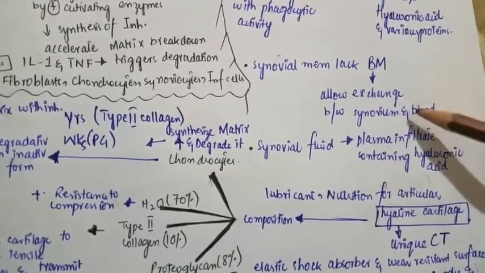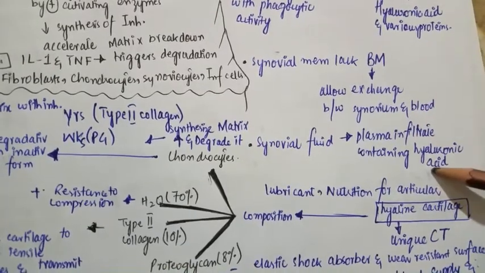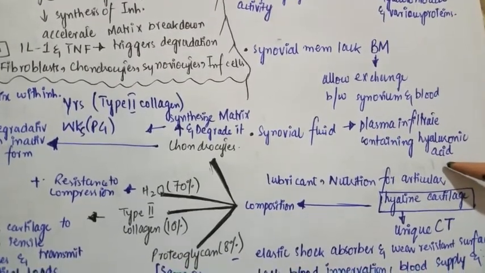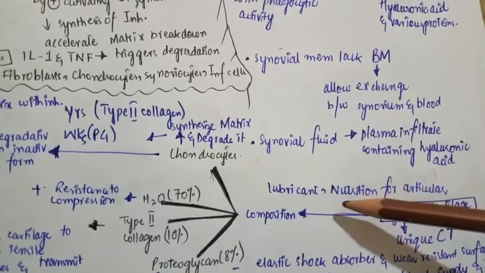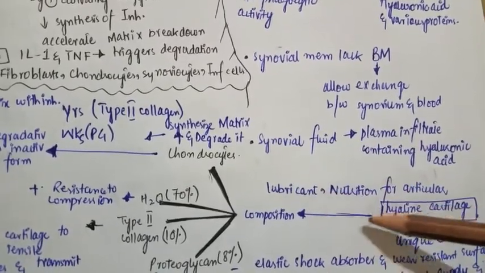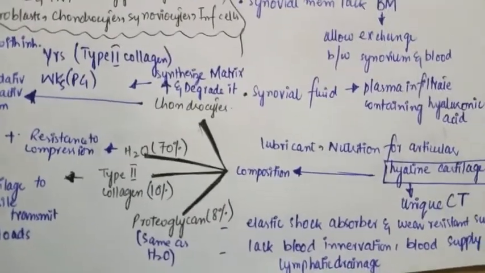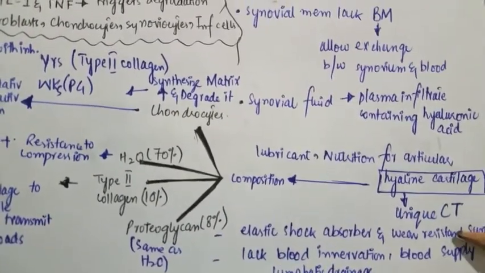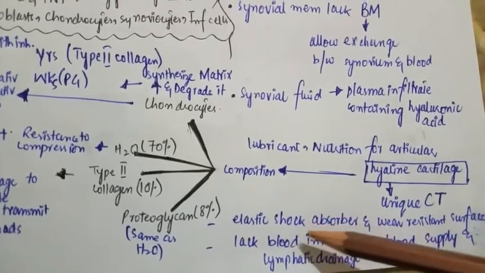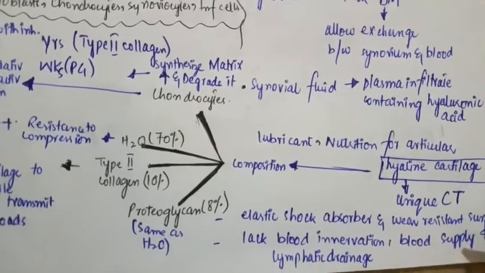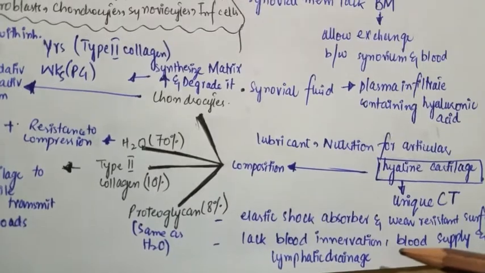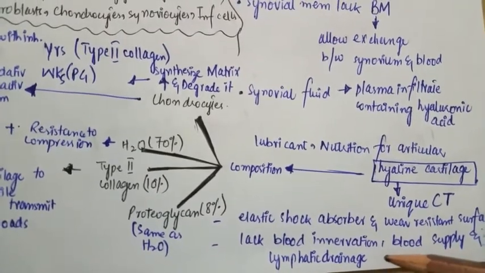The synovial fluid is present in the synovial cavity. It is rich in plasma infiltrate, which contains hyaluronic acid. The synovial fluid provides lubrication and nutrition for the articular joints. Hyaline cartilage is a unique cartilaginous tissue which acts as an elastic shock absorber and a wear resistant surface. It lacks blood supply, innervation and lymphatic drainage.